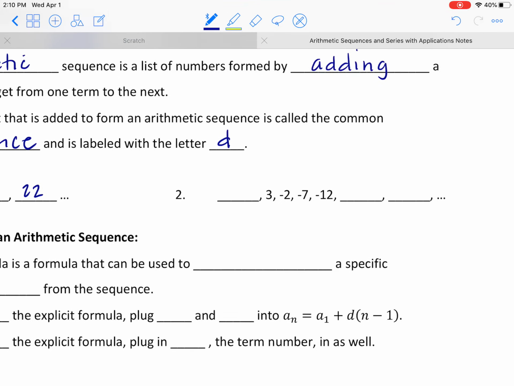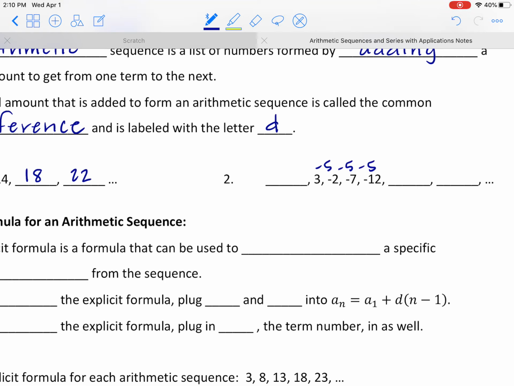Okay, number 2, another sequence of numbers here. What are we adding to get from 3 to negative 2? Well, technically we're adding a negative 5, or we are subtracting 5, right? To get from here to here, we're subtracting 5 again. We could continue to subtract 5. So we would say that this is an arithmetic sequence with a common difference of negative 5. If we're subtracting 5 every time, we are adding a negative 5.